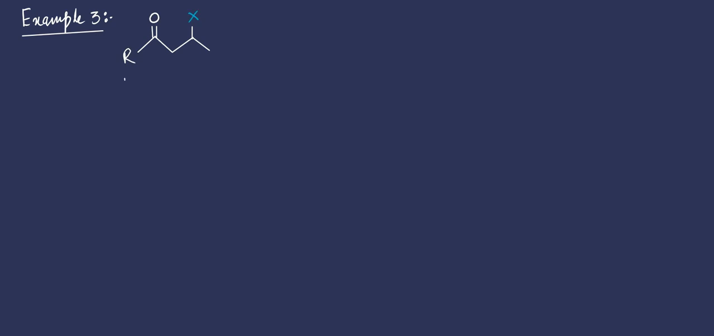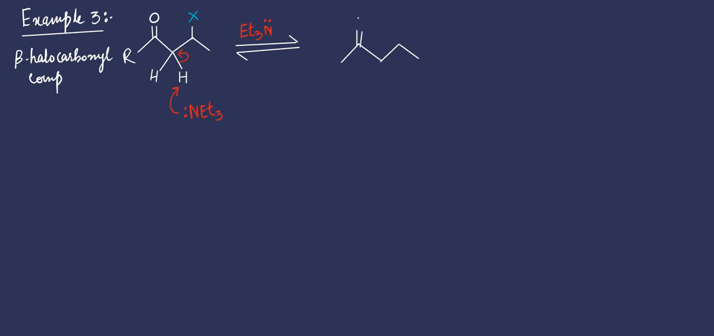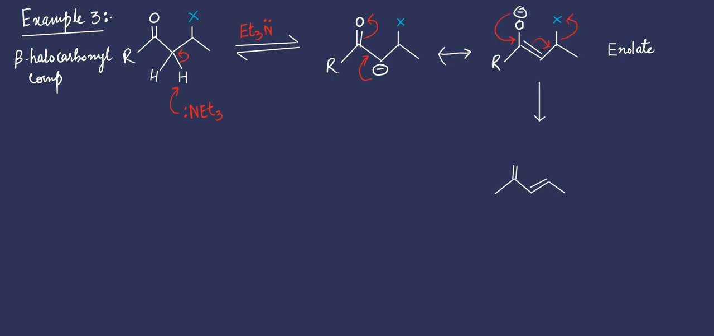The substrate is called a beta-halocarbonyl compound. With respect to this leaving group X, this beta carbon has two hydrogens and is attached to an electron withdrawing carbonyl group. Upon treatment with a strong base, triethylamine, the first step is fast reversible deprotonation of the beta hydrogen to form this carbanion conjugate base. This carbanion is in conjugation with the carbonyl group. This is called an enolate anion. The second step will be expulsion of the leaving group like this, to form this alpha-beta unsaturated carbonyl compound.